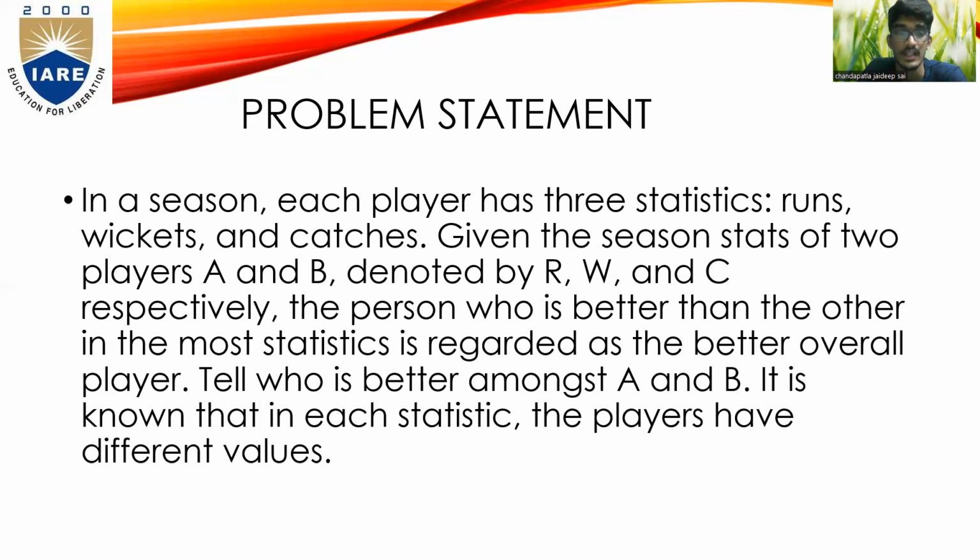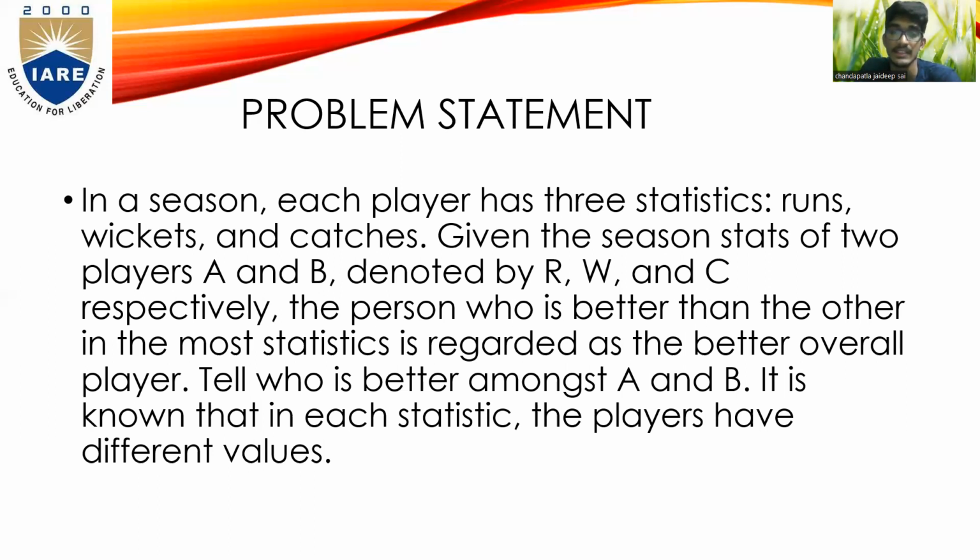So in this question, they are asking that the person who is better than the other in the most statistics is regarded as the best overall player. So among A and B, the person who has the most statistics will be regarded as the best out of the two players. So if A got the most statistics in the R, W, and C scoring when compared to B, then A is better than B. And if B has all the statistics greater than A, then B is greater than A.